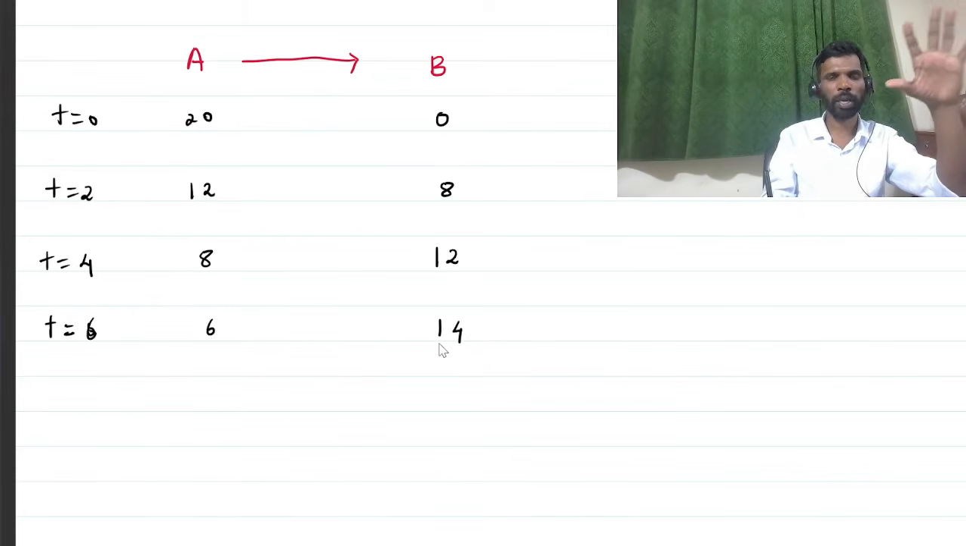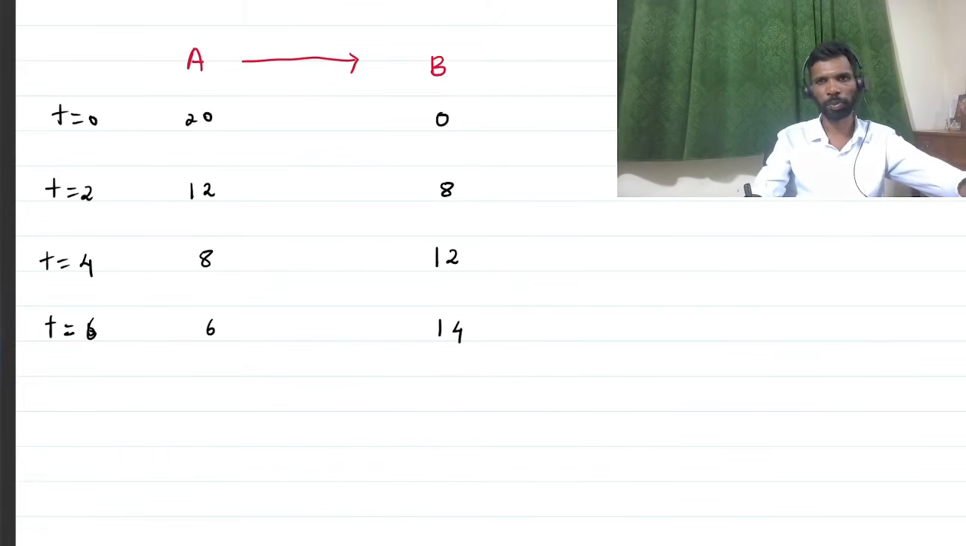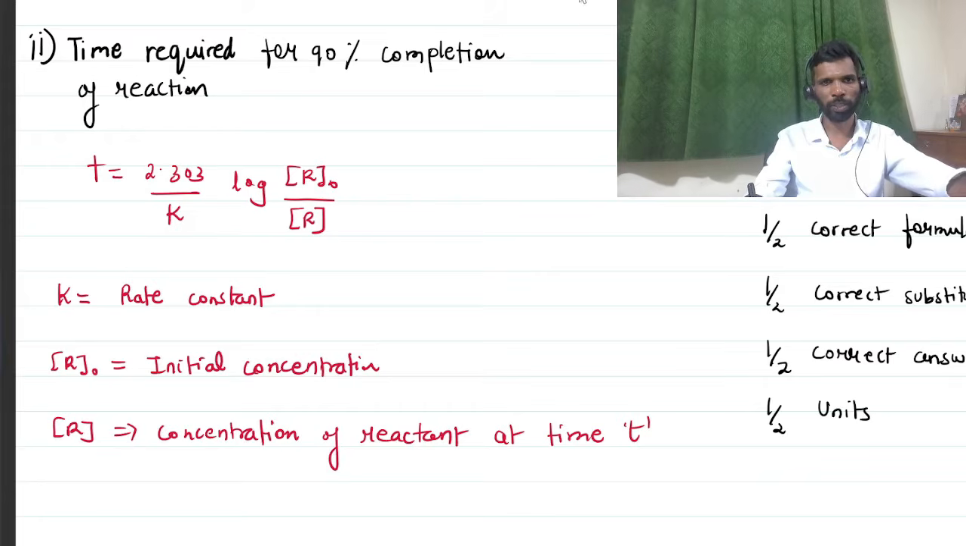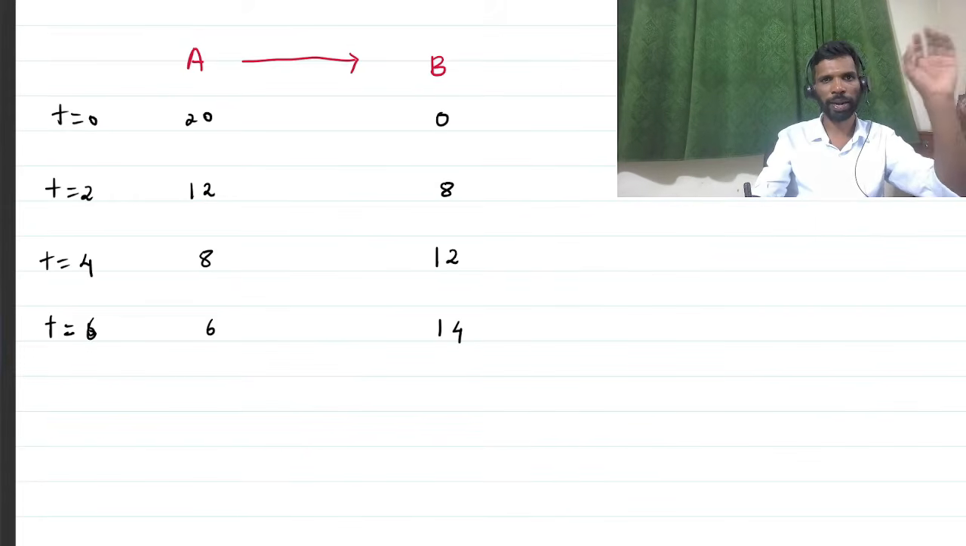Right, this is how the trend goes. The concentration of the reactant keeps on decreasing and that of the product keeps on increasing. The question asked is the time required for 90% completion. See, you are not given any real values of the concentration. Now, 90% completion means what?